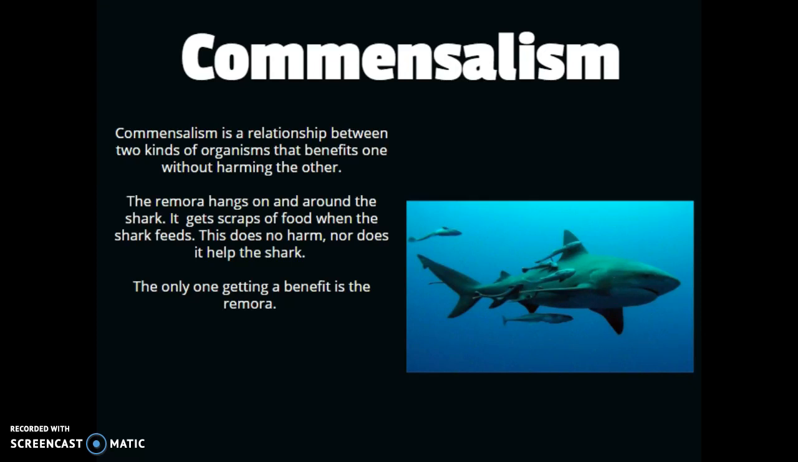Now, does that hurt the shark? Does it help the shark? Does it do anything for the shark? The shark doesn't care if he's under there. The shark's thinking, I want to eat, I want to eat, I want to eat. That's all the shark thinks about pretty much all day long. I want to go eat. I want to eat some more. Hey, look, there's something to eat. I'm going to go eat that. But the remora is thinking, I'm just going to catch some of these scraps of food here. So we have a relationship where two organisms are together. The remora benefits, and it doesn't hurt or harm the shark.